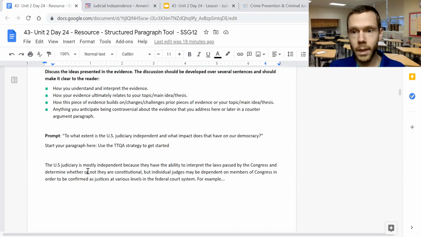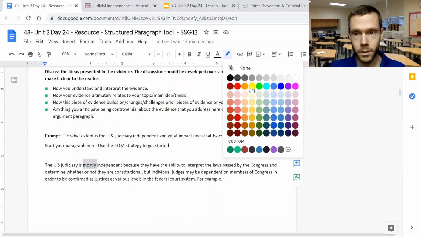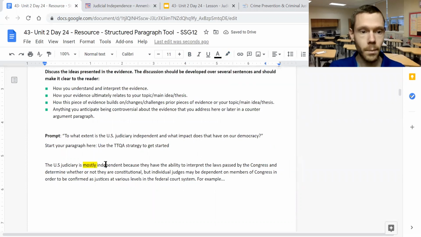So if we want to allow for some flexibility in our response, we can use a phrase including mostly independent. So you can see I'm highlighting that there just to illustrate that point to you. The U.S. judiciary is mostly independent because they have the ability to interpret the laws passed by the Congress and determine whether or not they are constitutional, right? That's the foundations of judicial review, which was covered in another video in the series on judicial review. But individual judges may be dependent on members of Congress, particularly the Senate, in order to be confirmed as justices at various levels in the federal court system, including the Supreme Court of the United States, or SCOTUS, right?